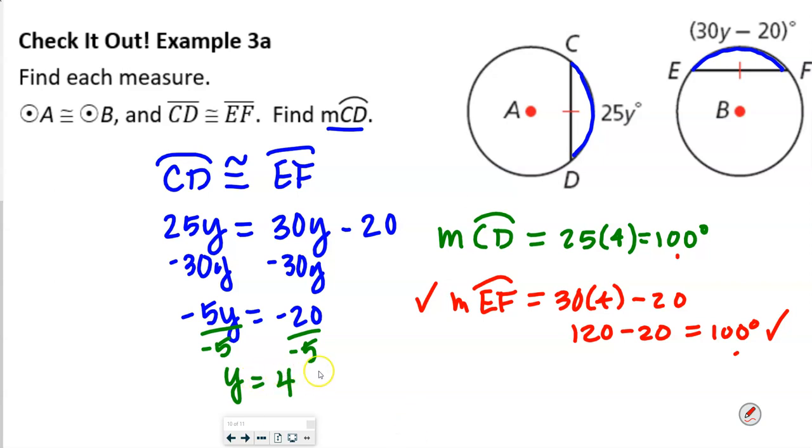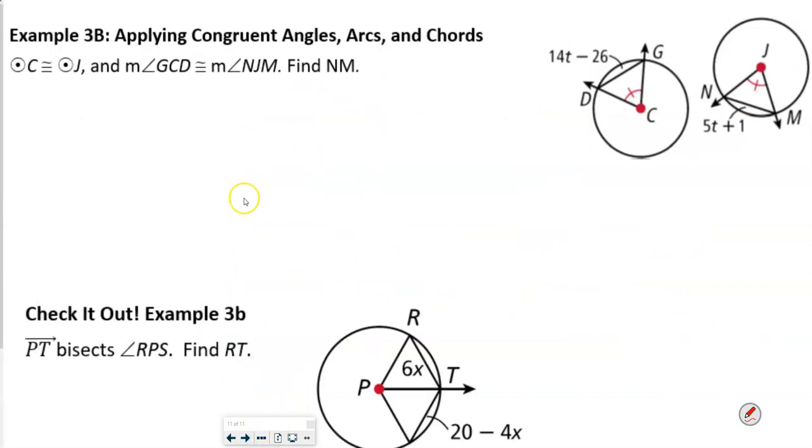So again, on a quiz or a test, y equals 4. So the answer would be 4, would be given. That's not our answer, though, because it's actually asking us to find the measure of the arc, okay? All right, so on this next one, we're going to apply congruent angles, arcs, and chords now.